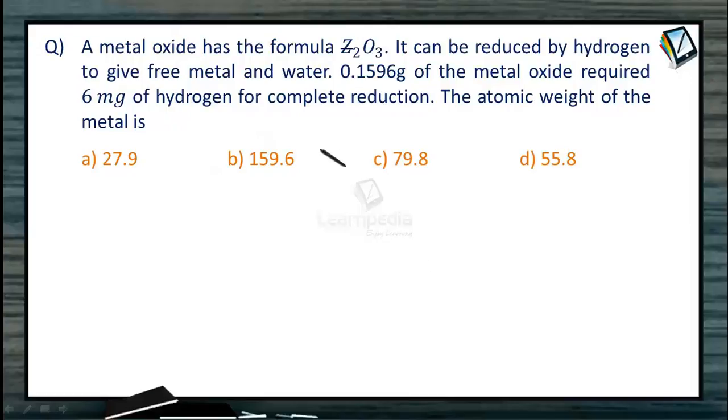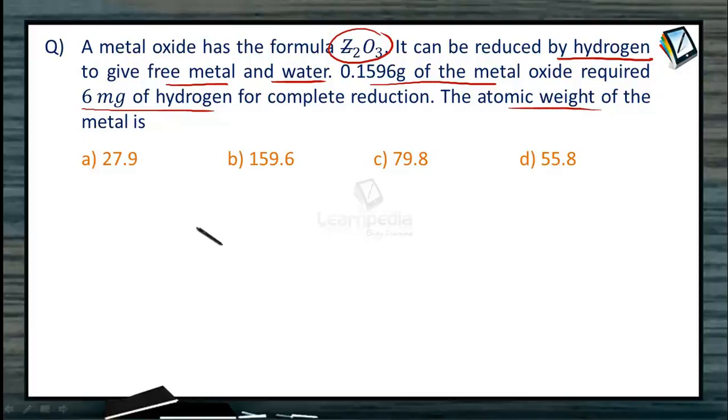A metal oxide has the formula Z2O3. This metal oxide can be reduced by hydrogen to give free metal and water. If 0.1596 grams of the metal oxide required 6 milligrams of hydrogen for complete reduction, we need to find out the atomic weight of the metal.